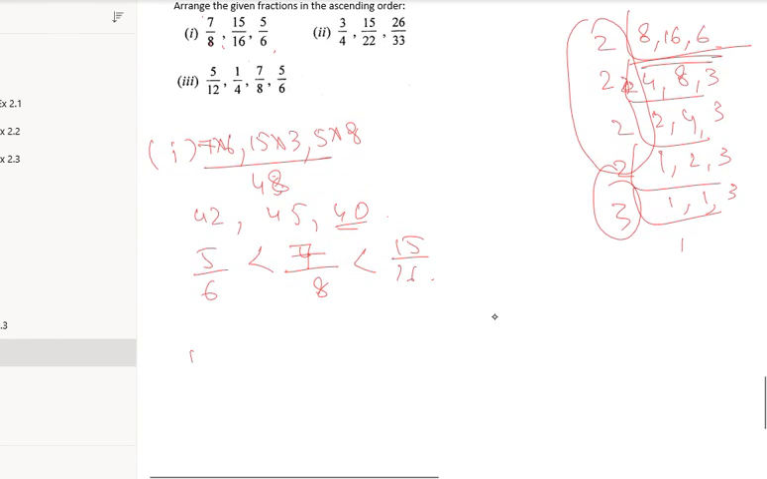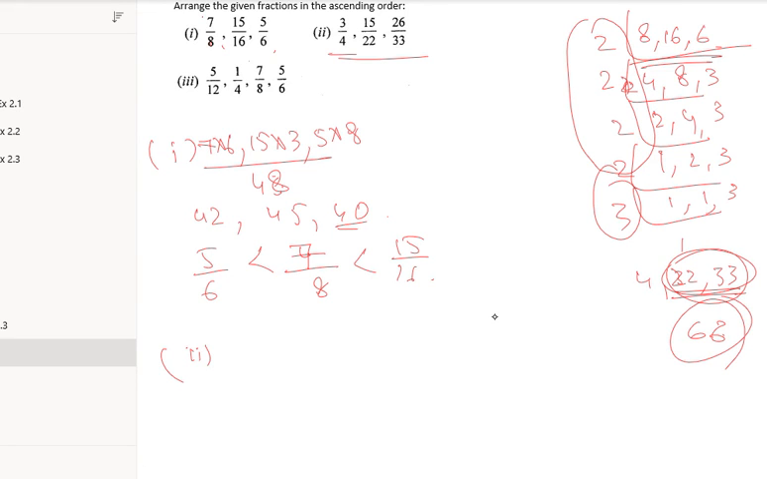The second part is 3 by 4, 22 and 33 are the denominators. So the LCM for this is, if you carefully notice, 66 is a number which is divisible by both. So 66 is the LCM of these two numbers, and 4 is not divisible, but 2 is a factor. So if I multiply this by 2, I get 132, which is actually the LCM. So 132, how many times in 4? It's 33 times. So 3 into 33.